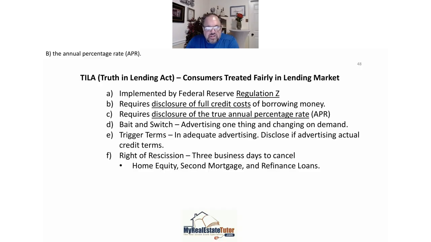And then the right of rescission under TILA. Everybody's had an opportunity maybe one time or another to refinance their home. And so under the Truth in Lending Act, anytime you refinance or get a home equity, second mortgage, or refinance loans, you get a 3-day right of rescission, which is 3 business days. So you can rescind the deal within 3 business days.